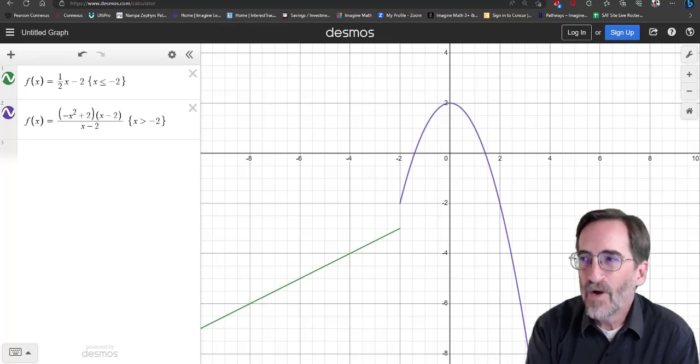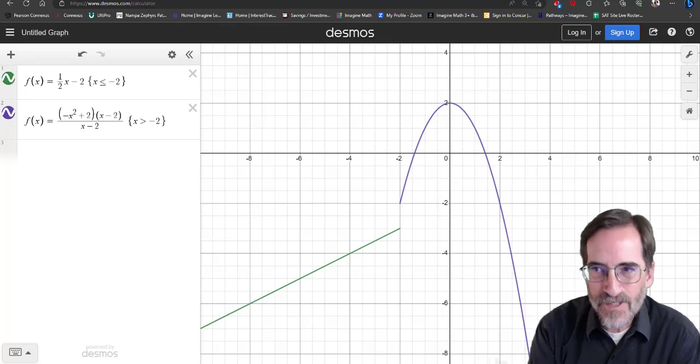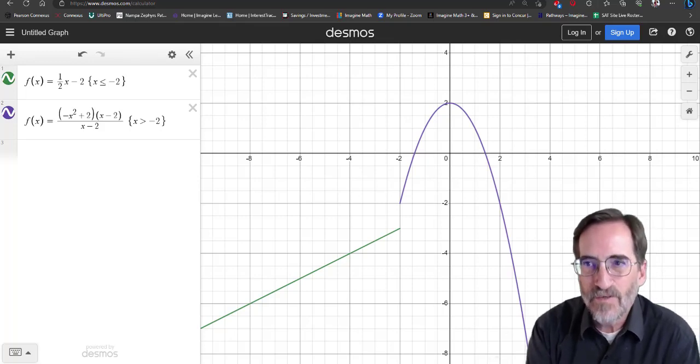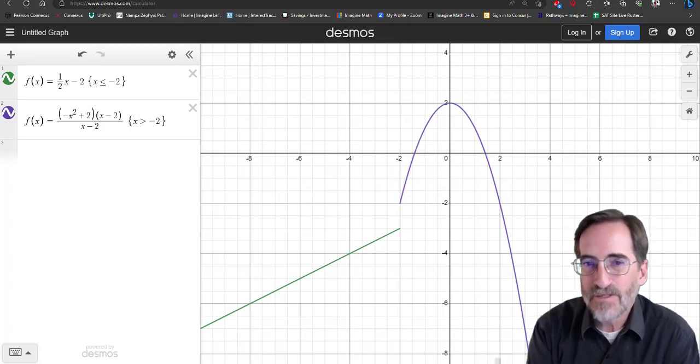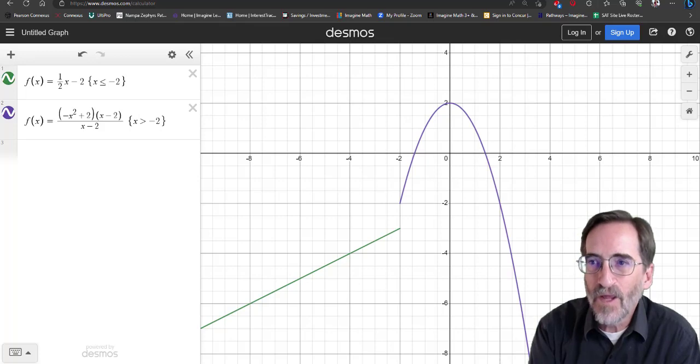Right? So I've got a piecewise function on the screen. For x less than or equal to -2, f of x equals 1/2 x minus 2. That's a linear function that is graphed in the green line there. For x greater than -2, f of x equals the quantity -x squared plus 2 times the quantity x plus 2, or x minus 2, divided by x minus 2.